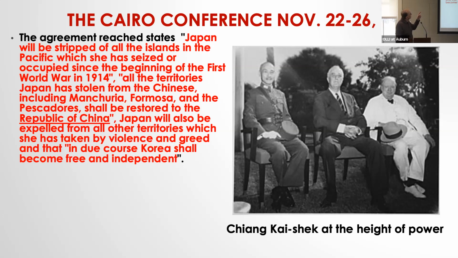Then it says all the territories Japan has stolen from the Chinese, including Manchuria, Formosa, and the Pescadores, shall be restored to the Republic of China. Japan will also be expelled from all of the territories which she has taken by violence and greed, and that in due course Korea shall become free and independent. Now, note that this says that they're going to give back everything to the Republic of China.